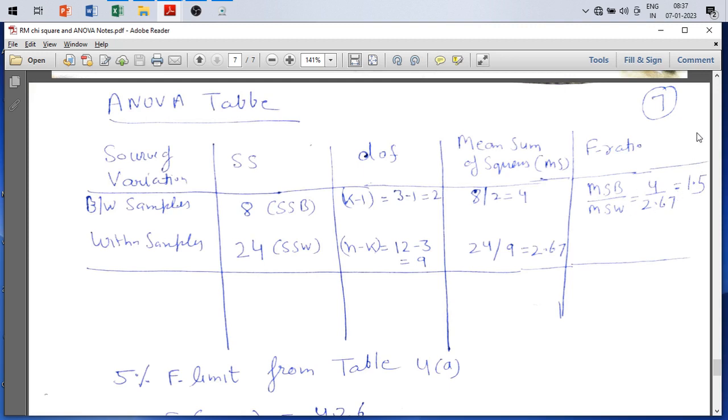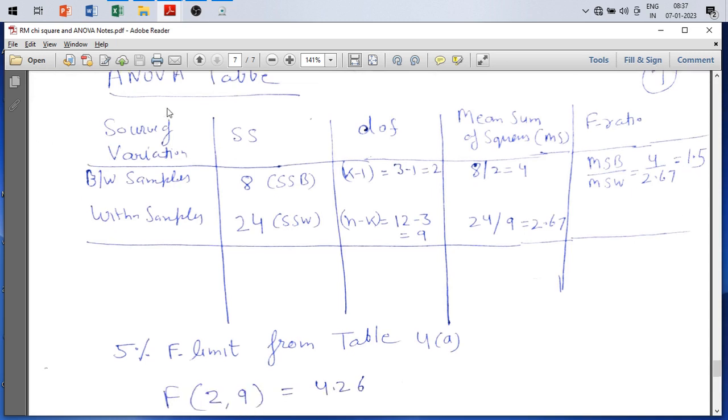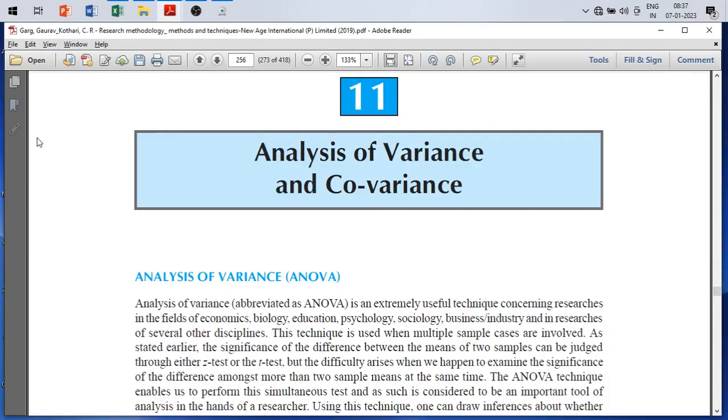Okay, so the idea here is if the differences are significant, then the F ratio will be large. And if the differences are not significant, if they are just due to random variation, then the F ratio will be small. Okay, but what do we mean by small or large? We'll have to read a critical value from the table. And for that, table 4 is given. Let us go to the book and see that table.